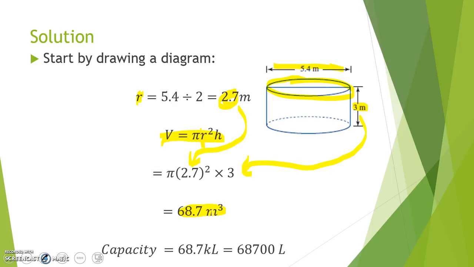Now we know that 1 cubic metre equals 1 kilolitre. So we know that this is a straight conversion to kilolitres. Now, there are 1,000 litres in every kilolitre. So we multiply by 1,000 to make that conversion.